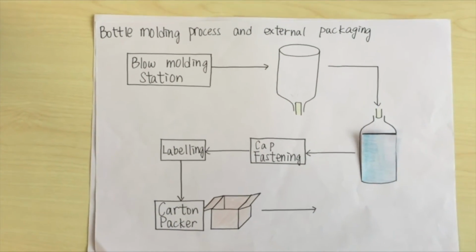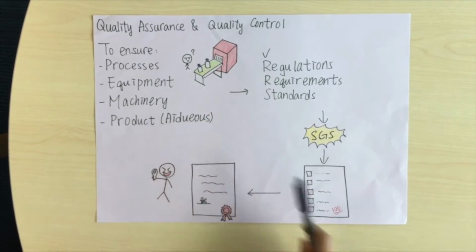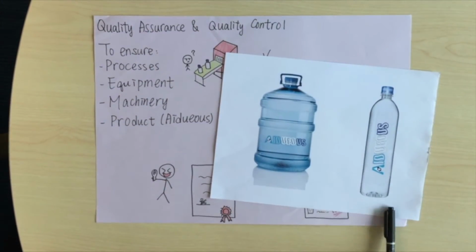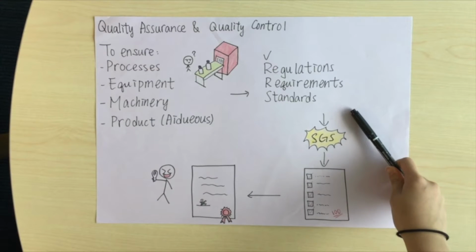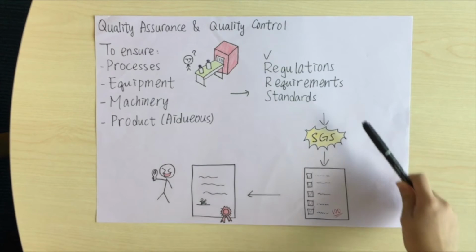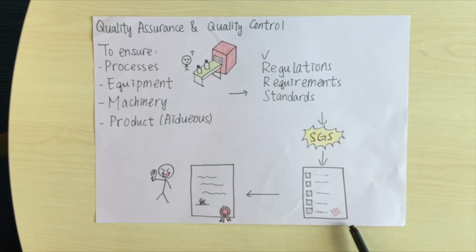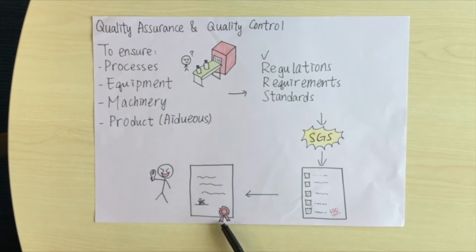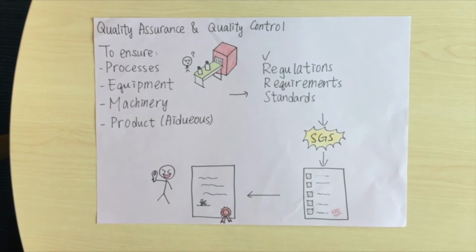To ensure our process, equipment, system, machinery, and also our product can meet the country's regulations, quality requirements, and ISO international standard, we will use the quality assurance and quality control service provided by SGS. If all the requirements are passed, a certificate from SGS will be given to show our process and products are safe to use.